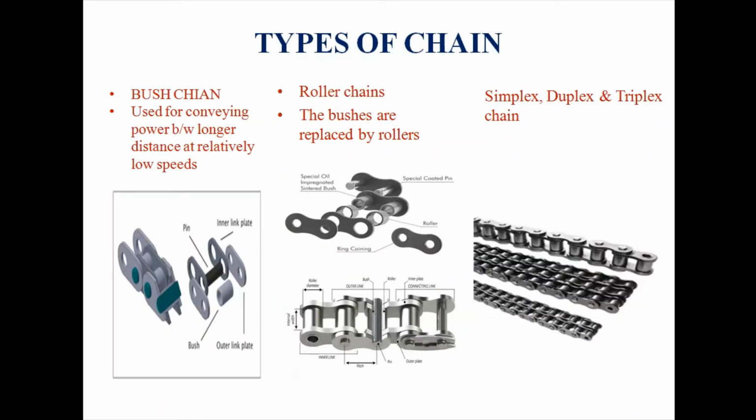So next one, types of chain. Basically, there are two types of chain. First one, bushed chain and roller chain. In bushed chains, the bushes are used to connect the plates. In roller chains, the rollers are used to connect the plates instead of bushes. Based on arrangement, there are three types of chains: simplex chains, duplex chains, and triplex chains.